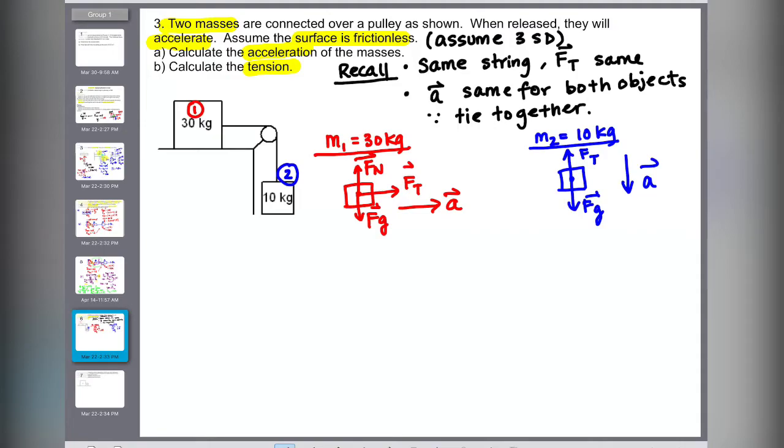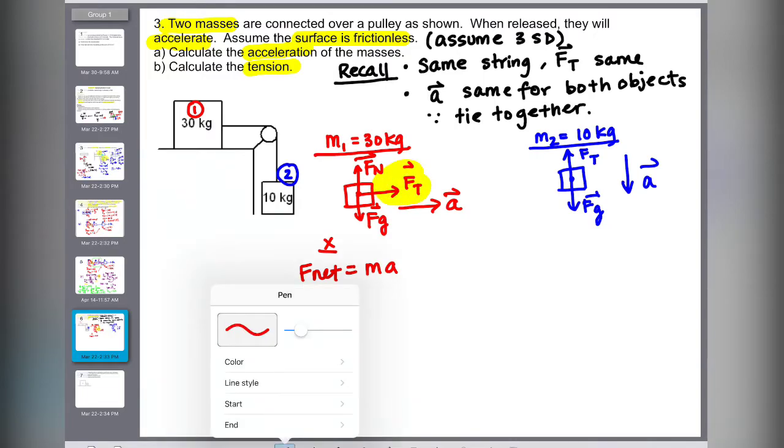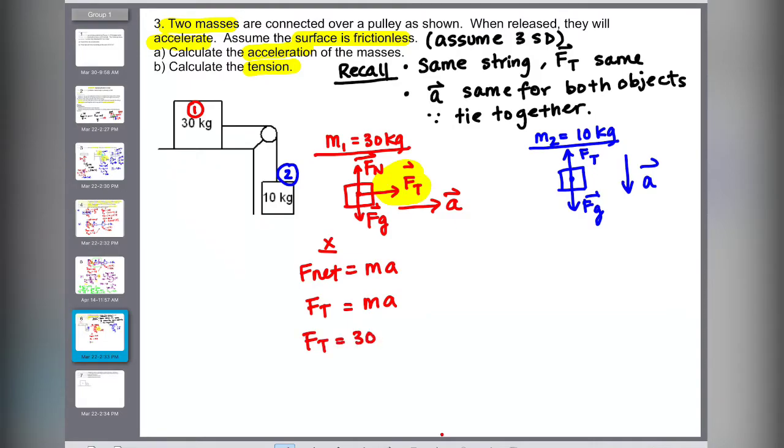Okay, so the first step is, like always, you draw your free body diagram. Second thing you need to do now is write your F net equals MA. So I'm going to study the forces along the X. F net equals MA, so I'm going to write that out. In this case, I only have one force going to the right, and that is my F net. Because I only have one force, the net force is that force. Okay, so I have FT equals MA. I don't know what FT is, I don't know what A is, but I do know what M is, so I'm going to plug in my mass, which is 30 kilogram times A.